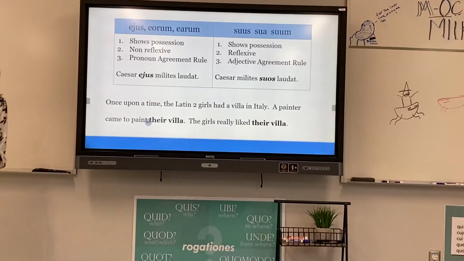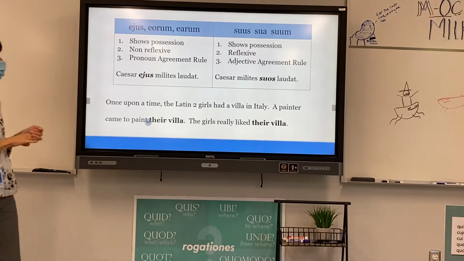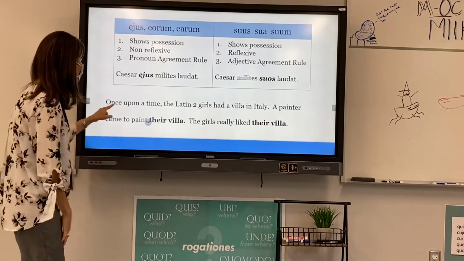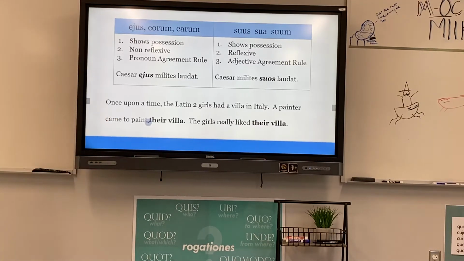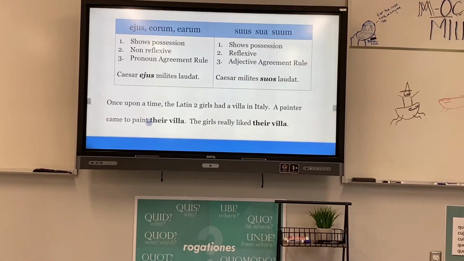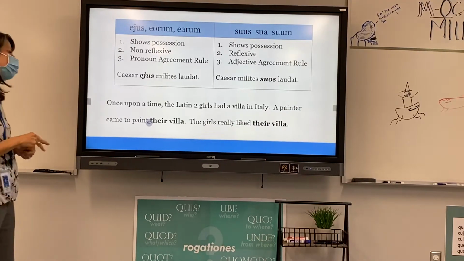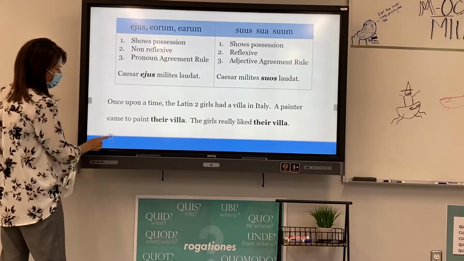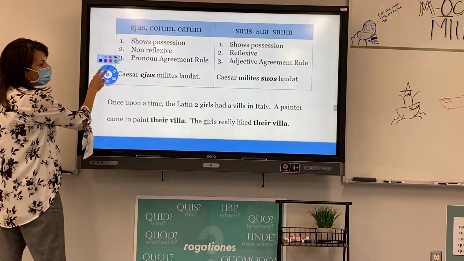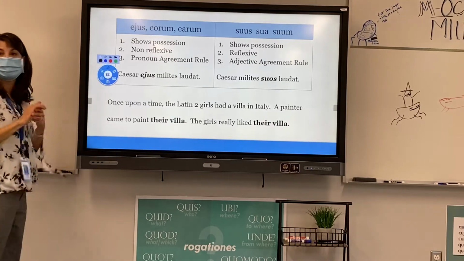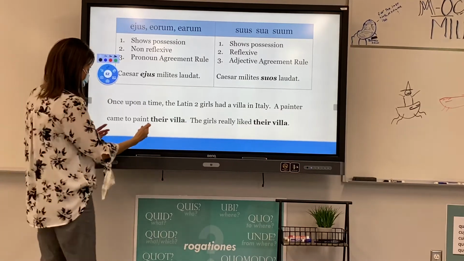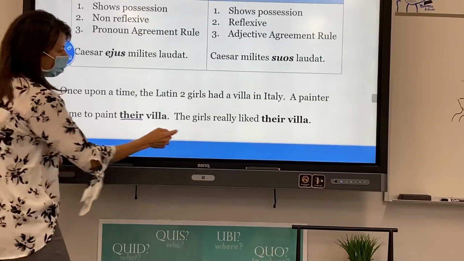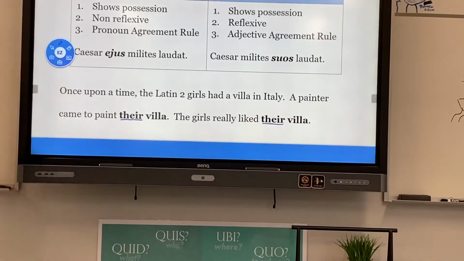I have a little sentence here. Let's see if we can figure out what we're going to do. Once upon a time, the Latin 2 girls had a villa in Italy. A painter came to paint their villa. The girls really liked their villa. We're going to figure out what to do with each their.